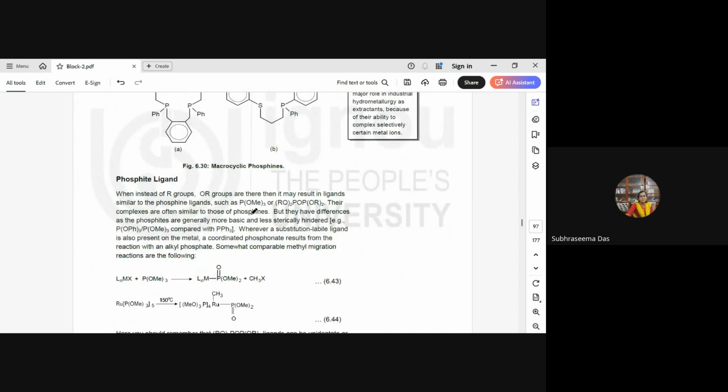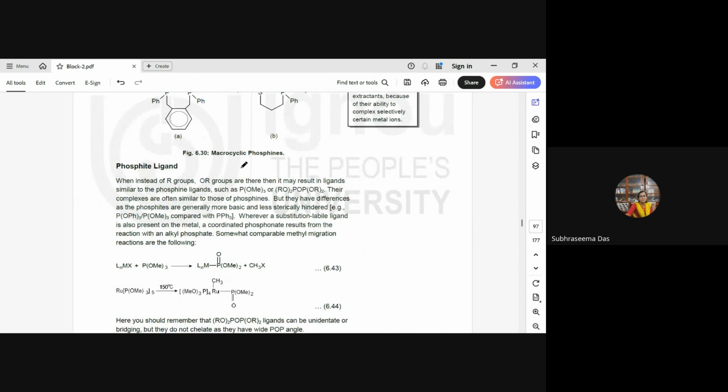Then coming to the phosphite ligand. When instead of R groups, OR groups are present, it results in formation of ligands which are similar to phosphine ligands, like P(OMe)3 or (RO)2POP(OR)2. These complexes are mostly similar to those of phosphines, but they have differences.